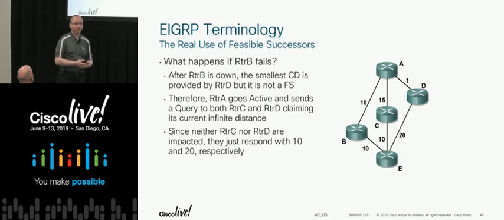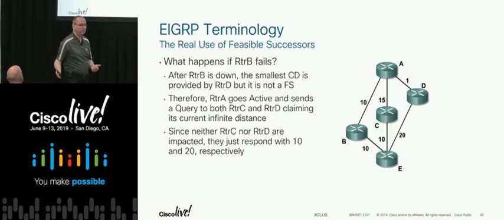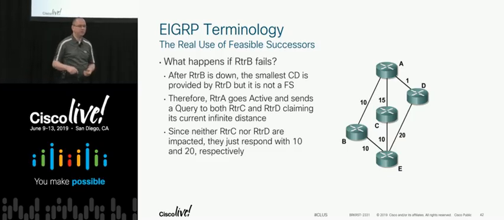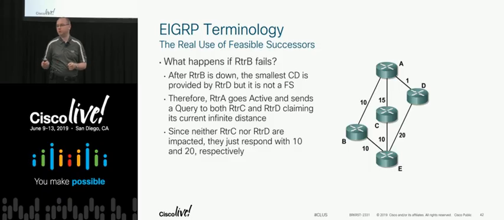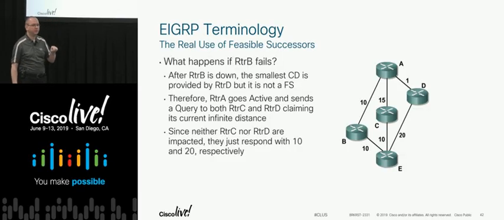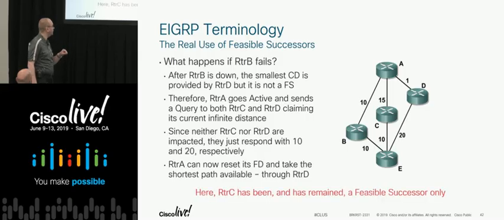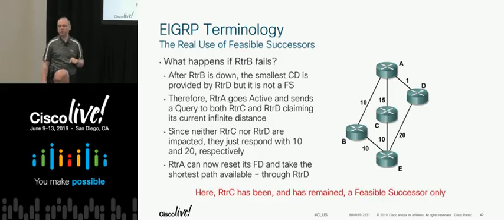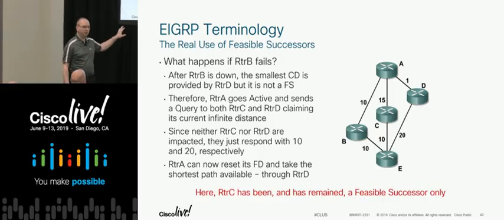When these replies come back, A can just reset the feasibility condition, reset the feasible distance, and set it to the new minimum, which is 21. So we move from router B as the successor to router D as a successor without ever using router C in this topology. C has remained, in this topology, just a feasible successor.